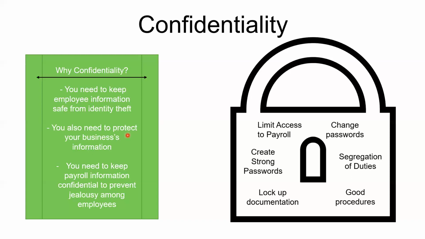Good procedures and segregation of duties kind of work hand in hand in a payroll department. Good procedures include a lot of the things we've already talked about: limiting access to payroll, changing passwords, documentation, things like that. But also the methods that you go through as far as approval and documentation that needs to be completed to make sure that you are following the rules for the Fair Labor Standards Act, and things get proper approval. One of the important things in payroll is segregation of duties.